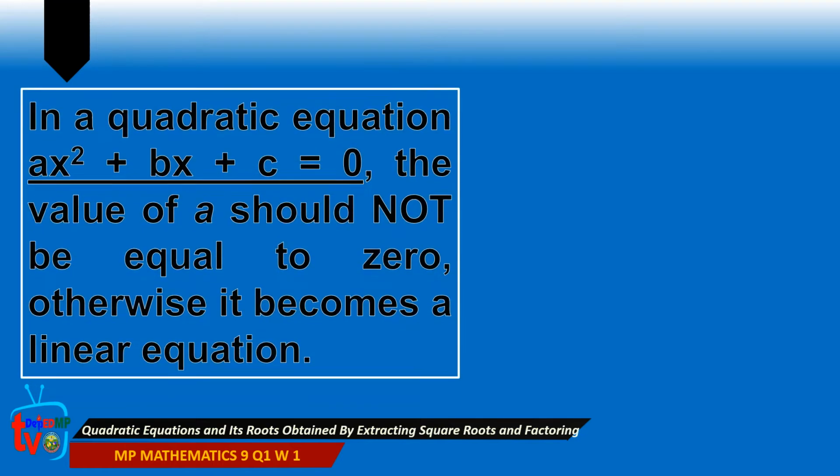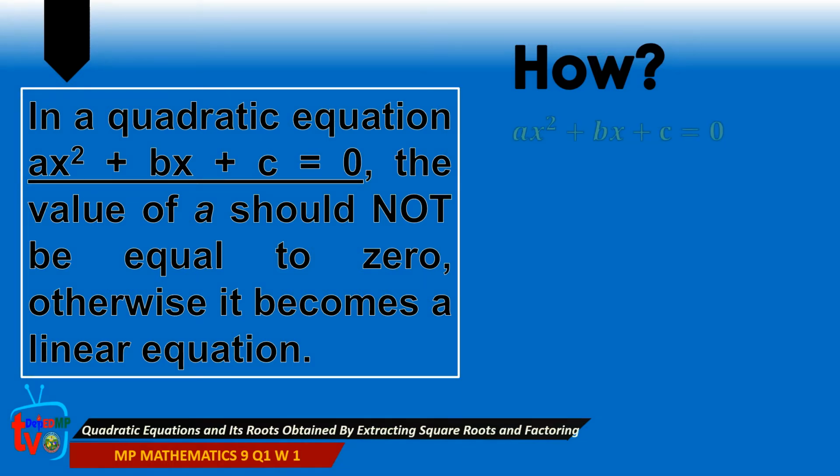In a quadratic equation, ax squared plus bx plus c equals 0, the value of a should not be equal to 0. Otherwise, it becomes a linear equation. How? So let us show by this example.